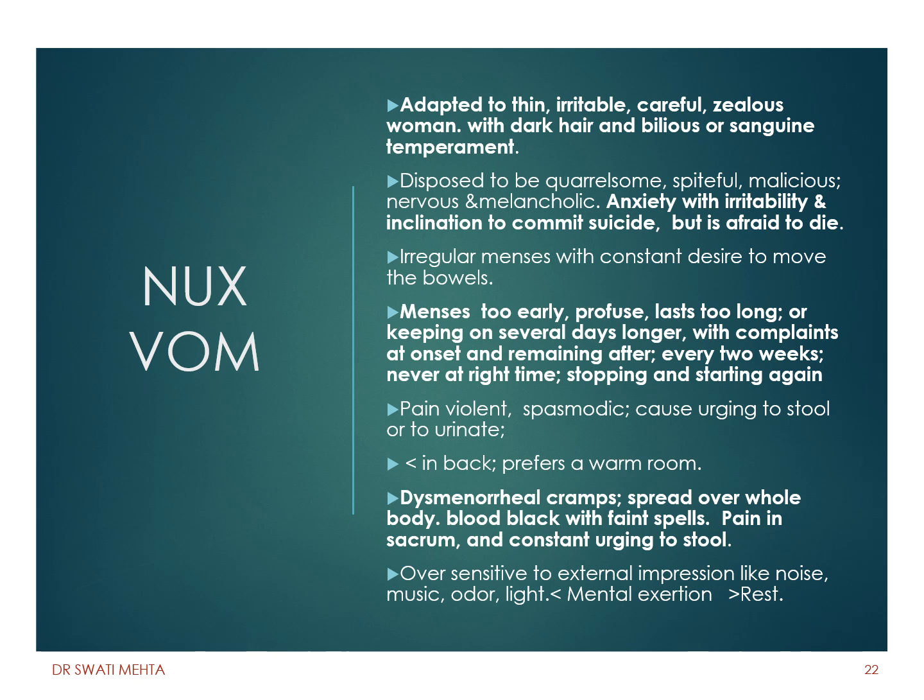The patient is never at the right time, with menses stopping and starting again. Pain is violent and spasmodic, causing an urging to stool or urinate, which is the typical symptom of Nux vomica. There is pain in the back and the patient prefers a warm room. Cramps and dysmenorrheal pain spread over the whole body. Blood is black, with faint spells, pain in the sacrum and constant urging to stool. That is also one of the peculiar symptoms of Nux vomica.